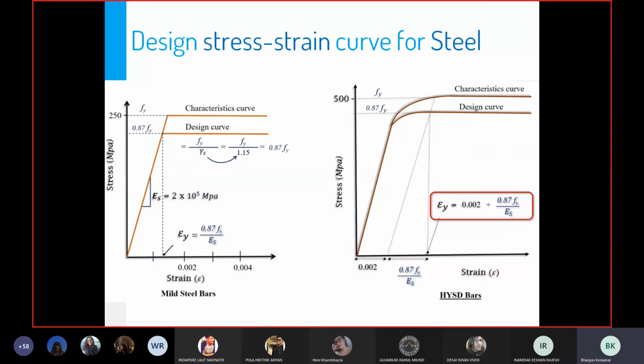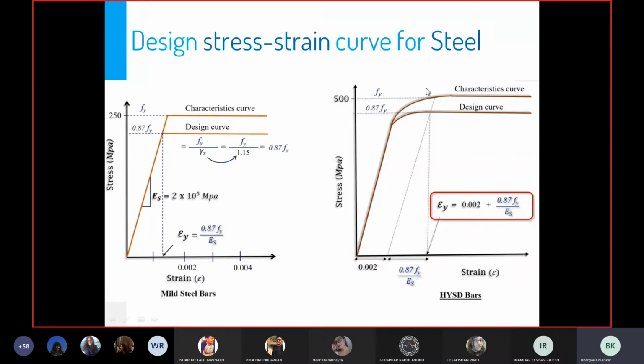But in a nutshell, what it means is we define the yield stress here as a stress which is equal to 0.87 Fy, such that this amount of stress is just sufficient to produce a residual strain of 0.002. Meaning that if I load the material up to this point and then start unloading it, it will not go around this path, but it will go around this path, and when you completely release the stress, there'll be a residual strain of 0.002. So this is just to make sure that the material behaves in a ductile manner at failure.